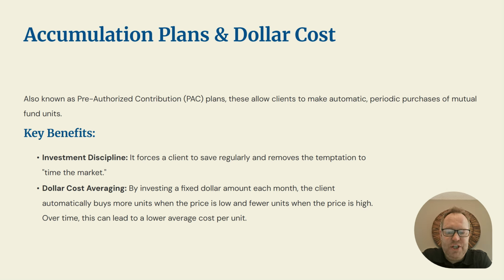So dollar cost averaging is accomplished by doing these PAC plans, meaning that sometimes you'll be buying at a low point, sometimes you'll be buying at a high point, but the price that you're getting in at for a mutual fund or stock averages itself out.